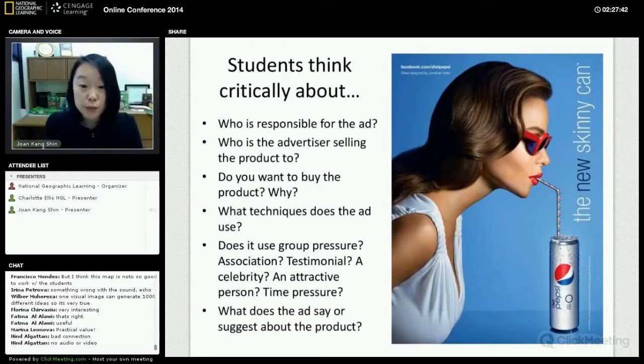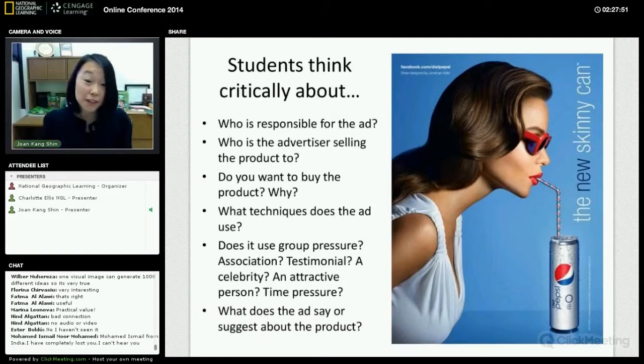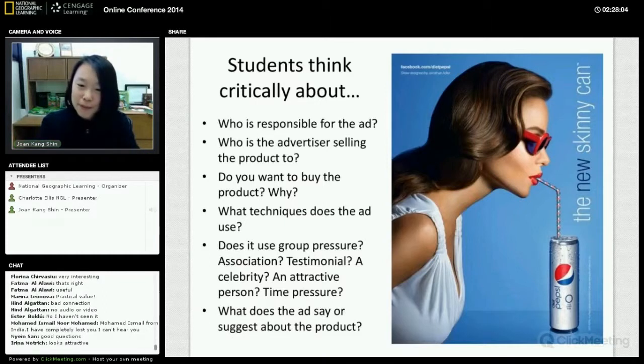Well, things like who's responsible for the ad? Who is the advertiser selling the product to? Do you want to buy the product? Why? Maybe because you think you're going to drink it and look skinny like the can or skinny like Sofia Vergara? Does it use group pressure, association, testimonial, a celebrity, an attractive person, time pressure? What type of technique? And what does the ad say or suggest about the product? So, questioning, does this promote good values?